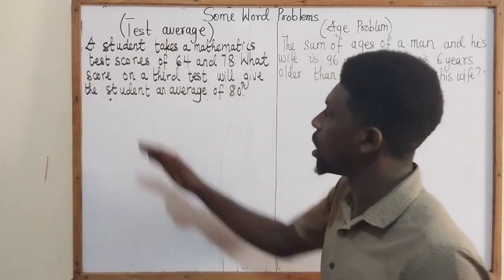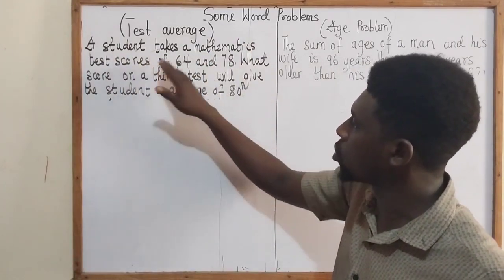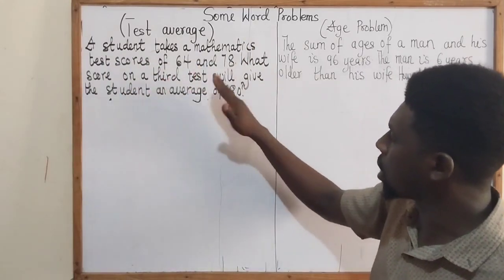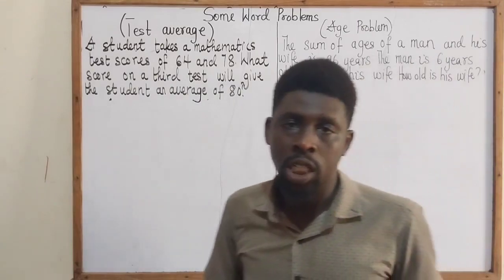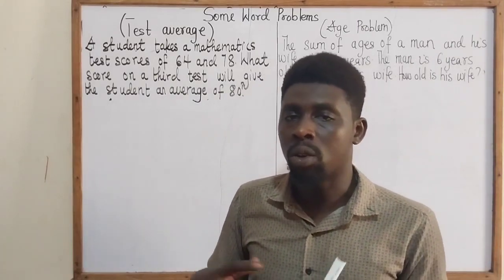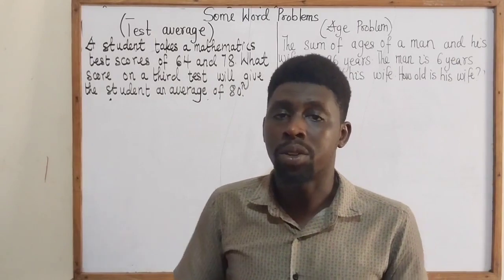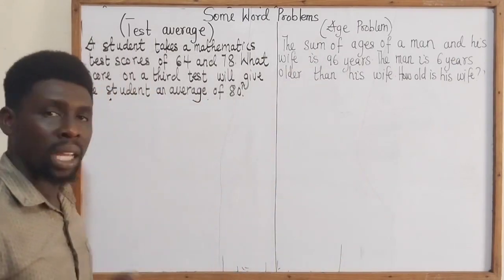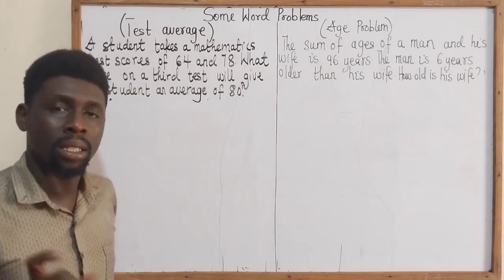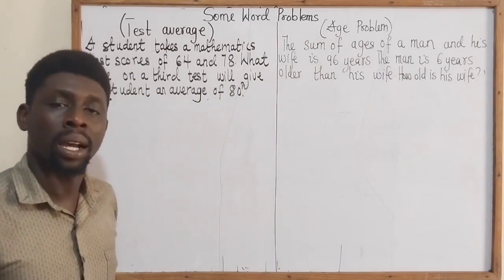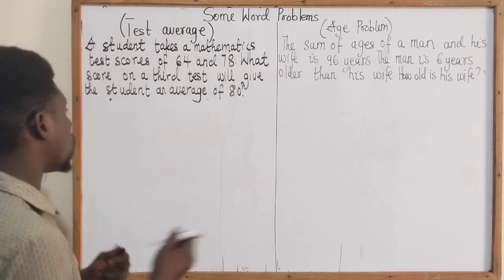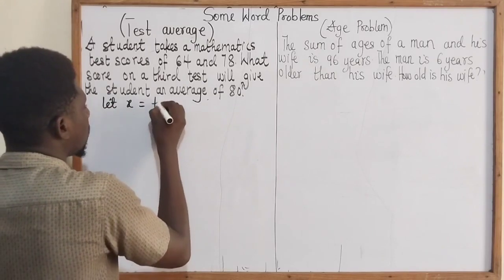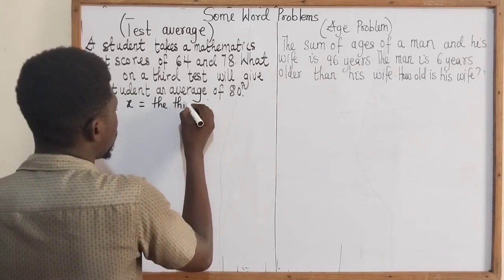What I have here is: a student takes a mathematics test and scores 64 and 78. What score on a third test will give the student an average of 80? So we are looking at this verbal sentence and we try to change it into a mathematical equation. Now, what I don't have here is the third test, okay? So the third test becomes my unknown number. So I can say let x equal the third test.